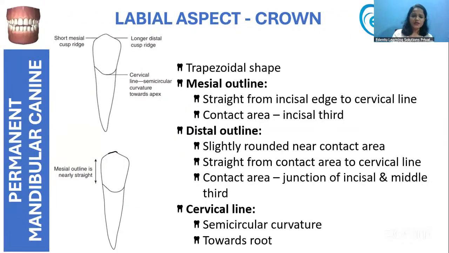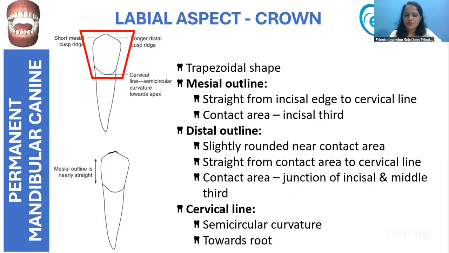Now, if you look at the mandibular canine from the labial aspect, you can see that the shape is usually trapezoidal. You can call it an inverted trapezoidal shape also. Roughly trapezoidal in shape, just like the maxillary canines, and the mesial outline is straight. This is one point you can use to differentiate it from the maxillary canines. The mesial outline is almost straight like this.